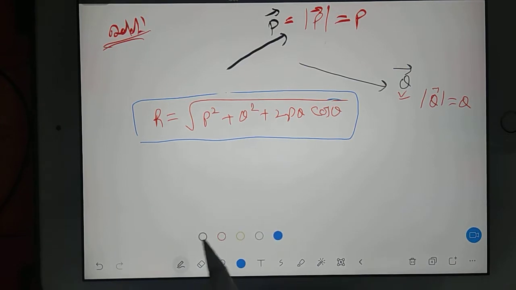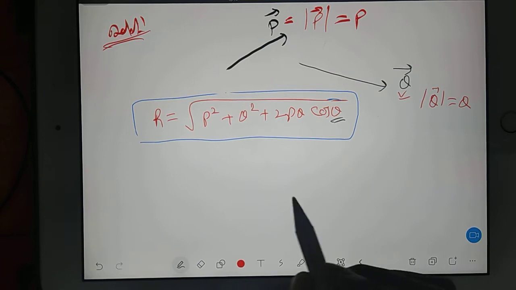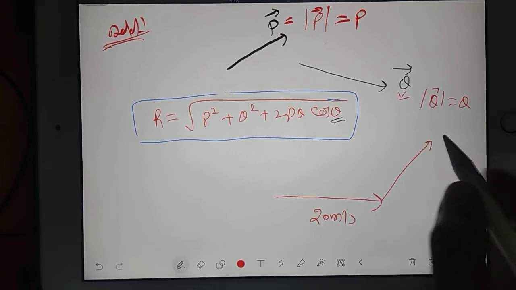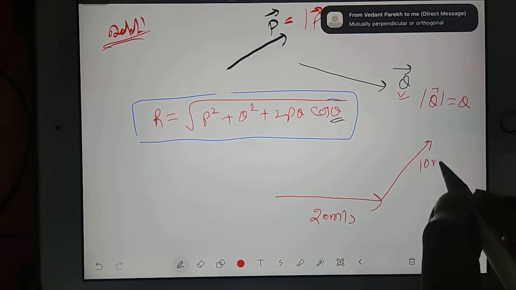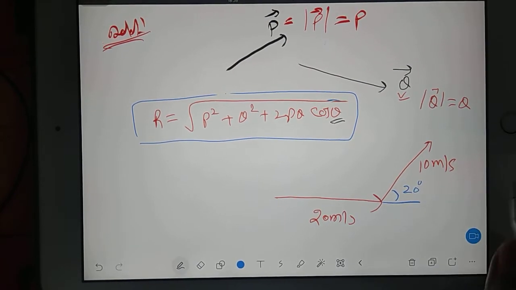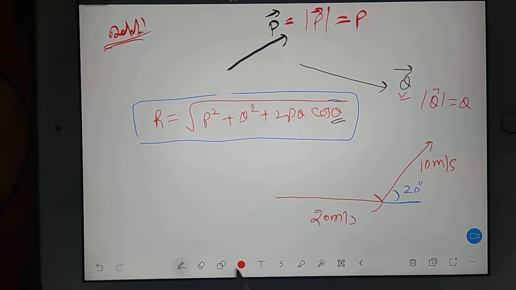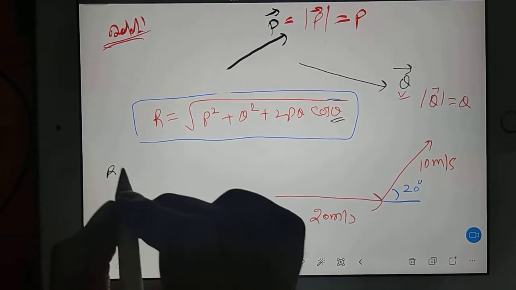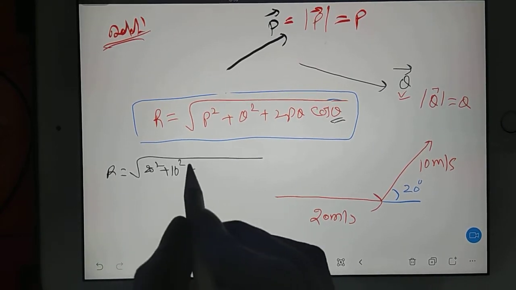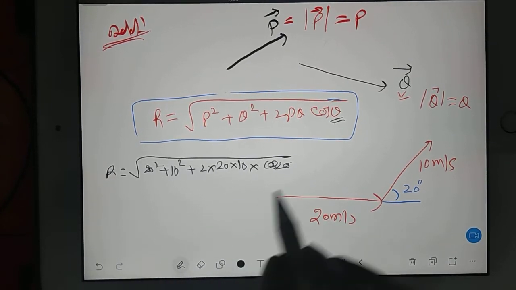Okay, so this is the way. But how will you bother about the theta? This is always one great problem students have. See, for example, if I am giving one vector, suppose 20 meter per second in this direction, and another vector, suppose 10 meter per second in this direction, and here I am giving theta 20 degrees. If I say find out the resultant of the two vectors, some students will apply it like this: r is equal to under root 20 square plus 10 square plus 2 into 20 into 10 into cos 20. But this will be a wrong approach.